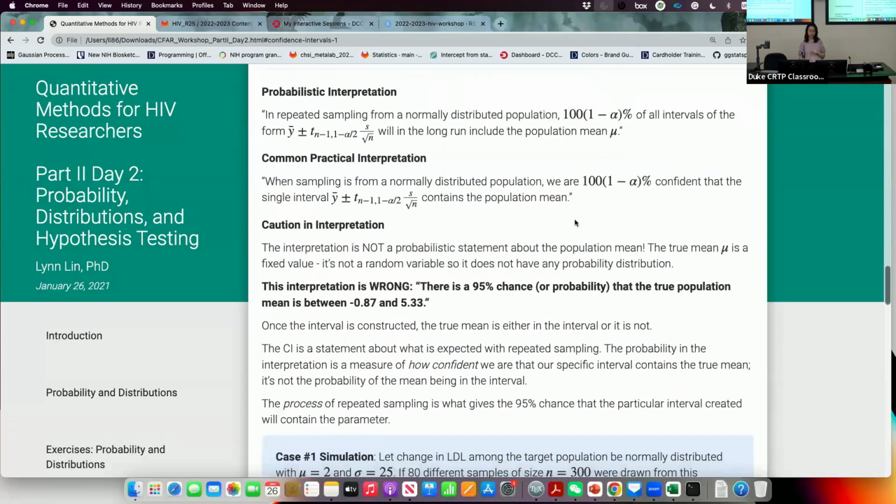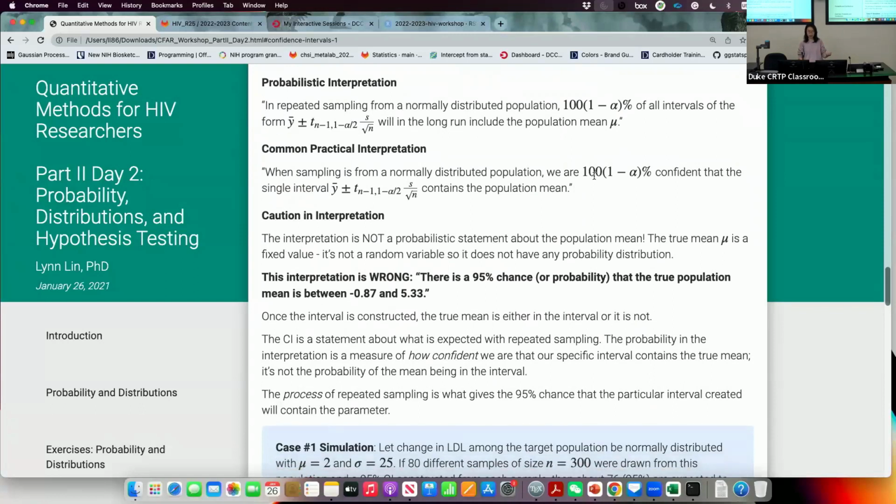But in common practice, when you construct a confidence interval, people will tend to say that we are 90% confident that my single interval, the way that we constructed it, actually contains the population mean. This is another way, maybe easier to understand.